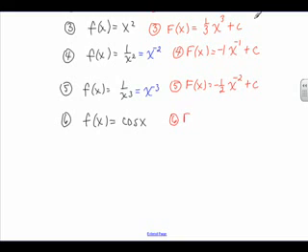For number 6, what function has a derivative that is equal to cosine x? Okay, it's obviously going to be one of our trig functions, sine or cosine, tangent, something like that. So I stop and I think about my derivative rules. Derivative of sine is cosine. So that means the antiderivative of cosine has to be sine of x.